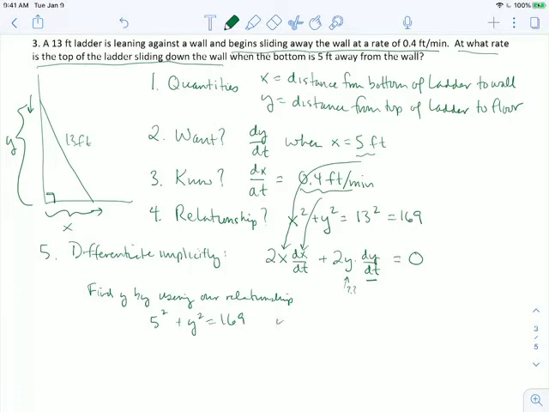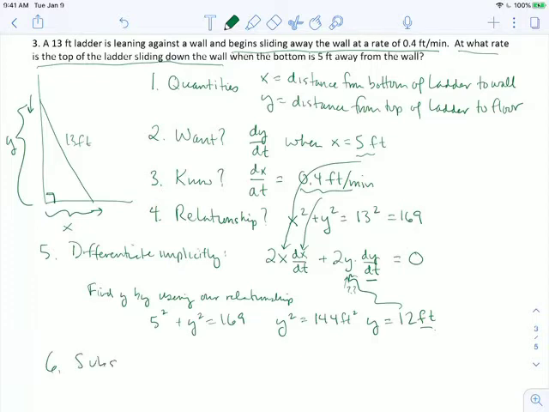Five squared is 25, so I subtract 25 from 169, I get 144. I get y equals 12 feet. So 5 is in feet, 169 is in feet squared, so I get feet squared for both these numbers. And so y is 12 feet. And so that's what's going to go in here.